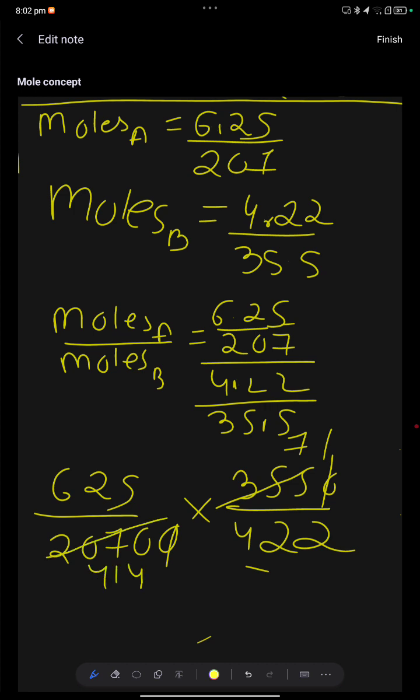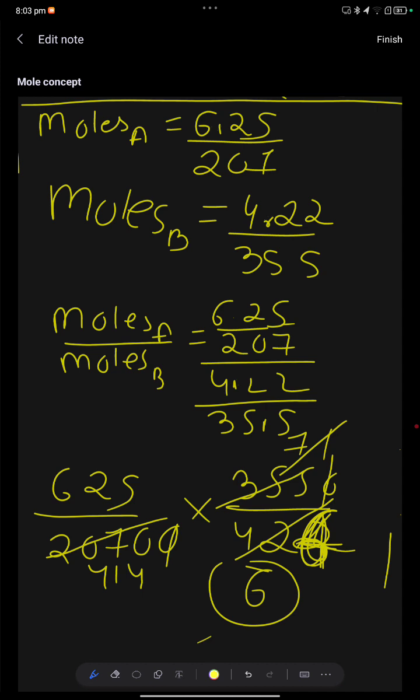Then I can do something. This is 422, but for my convenience I can make this 4, so that this can get cancelled. Sorry, not 4. We can make it 6, so that this can get cancelled. This is a trick you can use. We have made it 6.